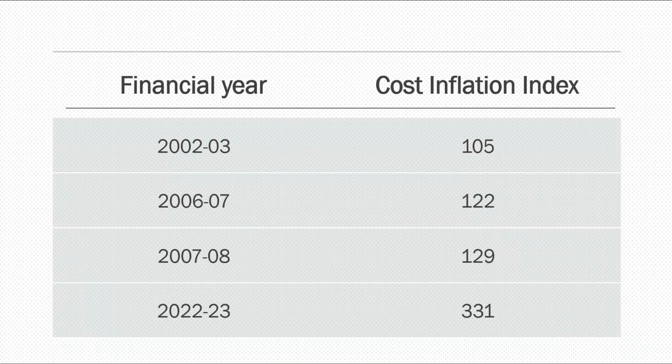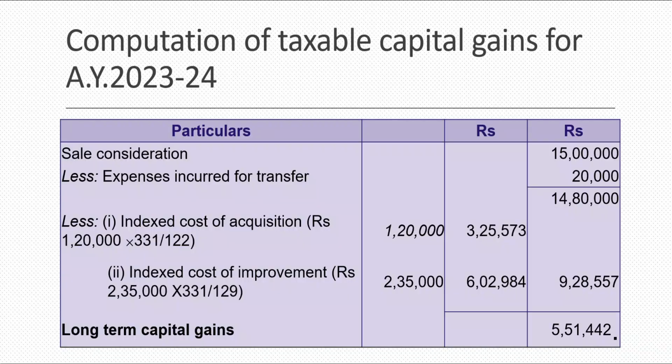So he sold in 2022-23. So the index was 331. When he got the property, it was 122. When the property was purchased by HUF, it was 105. But we are going to take 122. So 331 divided by 122 is the indexation cost. So 1,20,000 will be equivalent to 3,25,000. So that means for computing the capital gains, we don't take the cost. The indexation benefit is claimed by the assessee.